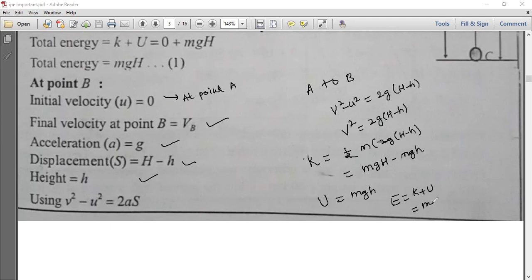Therefore, total energy E is equal to K plus U. So this is equal to mgH minus mgh plus mgh. So this and this will get cancelled, and how much are you getting again? mg capital H only. This is the total energy. This is your equation number 2. Okay, right? So at B point also you are getting total energy equal to mgH only. Okay, right. So let's move ahead.